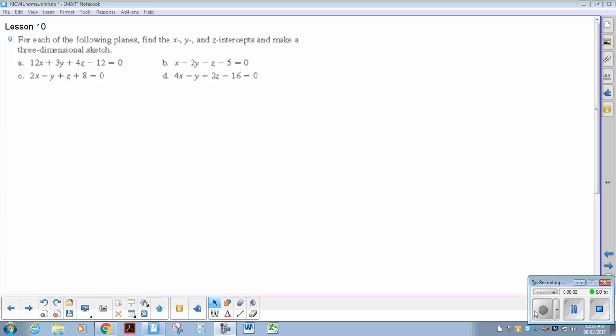All right, I've had a question about number 9 from lesson 10. So I've got A, B, C, D here clipped. I'm not going to do all of them. I'll do the first one for you. So for the following planes, find the x, y, z intercept and make a three-dimensional sketch.